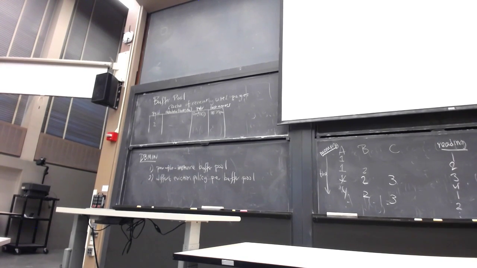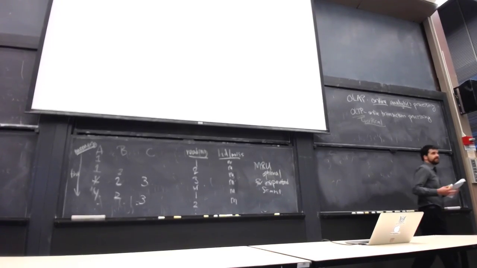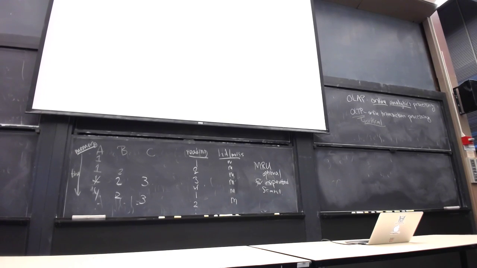Basically, the paper just lays out these observations about what types of access we typically perform in databases. Database access.